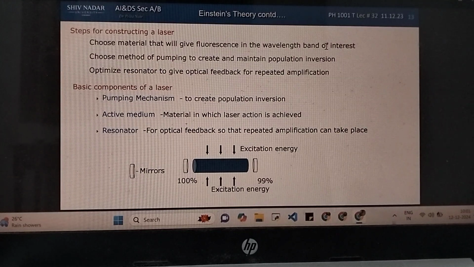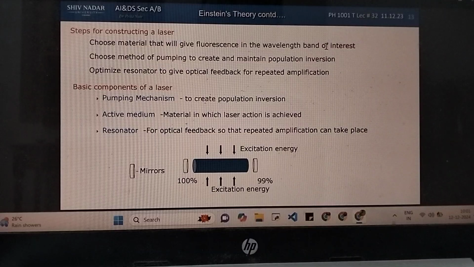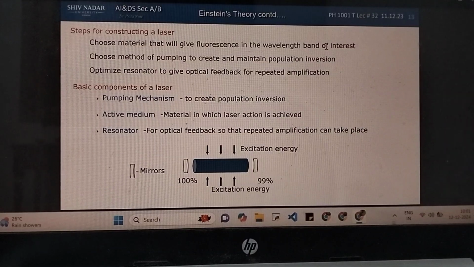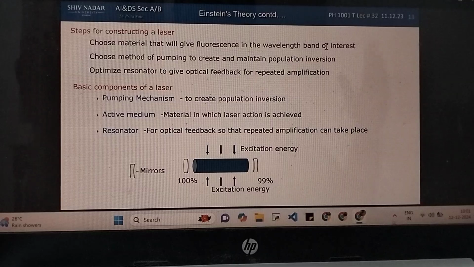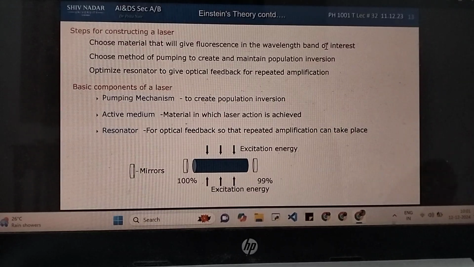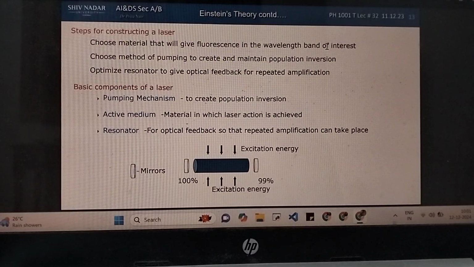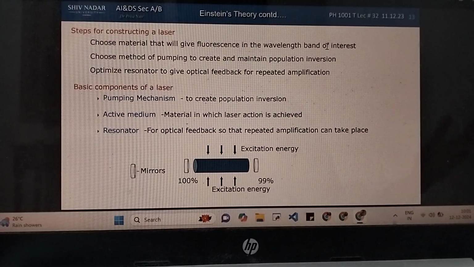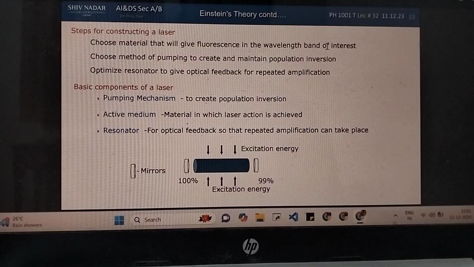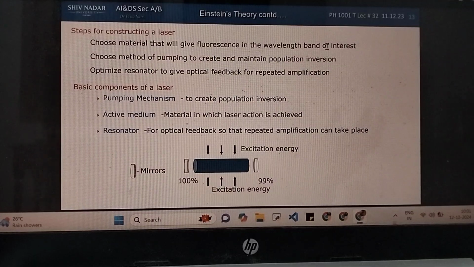Pumping mechanism is the setup which is going to grab those electrons from lower levels and put them in the higher levels. Resonator is the setup containing two mirrors and the space in between, so that repeated amplification can take place. So that's segment 2. We will be looking at pumping mechanism in more detail and some prominent types of lasers in the upcoming segment.